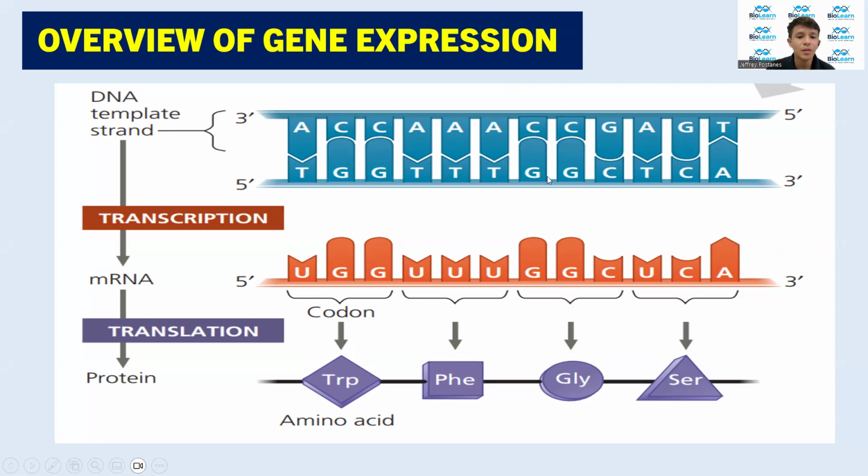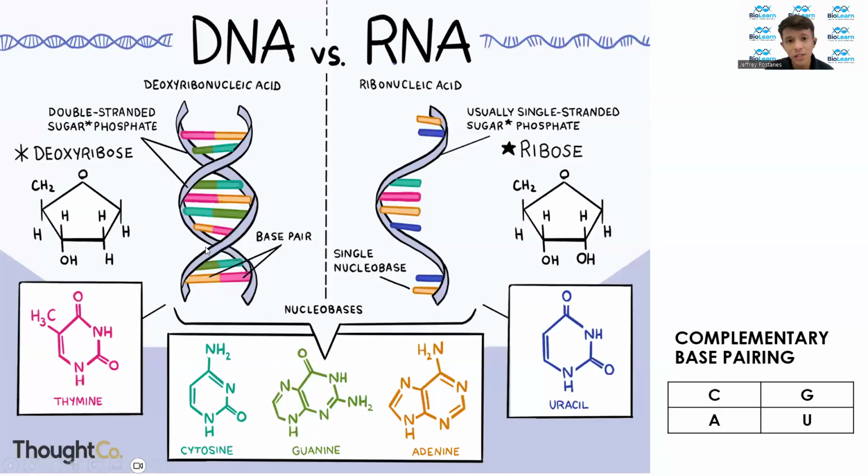Now, the process of creating an mRNA or an RNA from the DNA template strand, we call it transcription. Now, the process of creating a protein using the mRNA, we call that translation. Now, let's proceed. Let's study each of the processes in detail. But before that, let us first differentiate between DNA and RNA. So we will proceed to the basic differences between them.